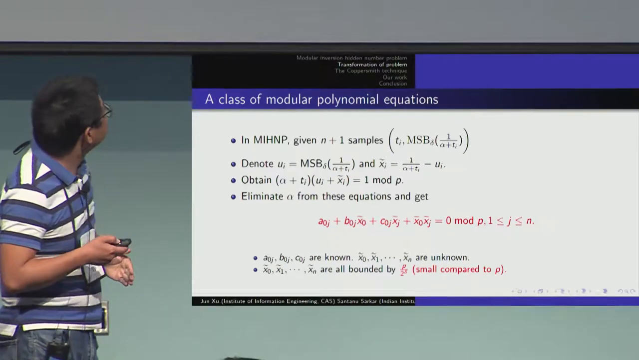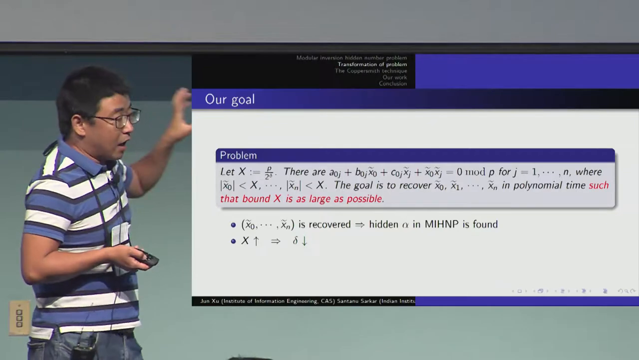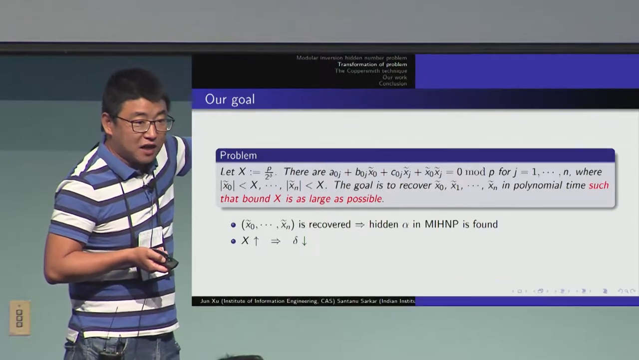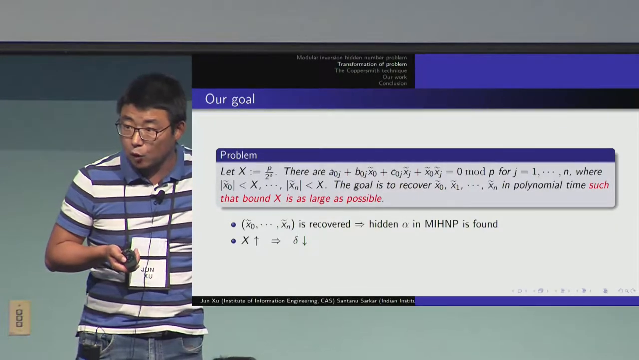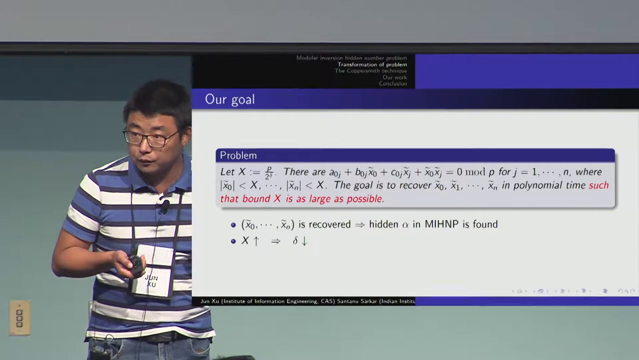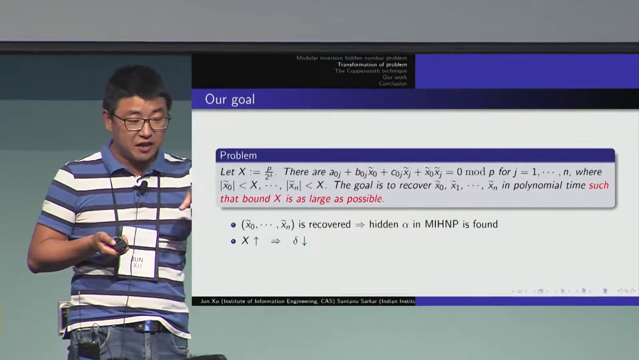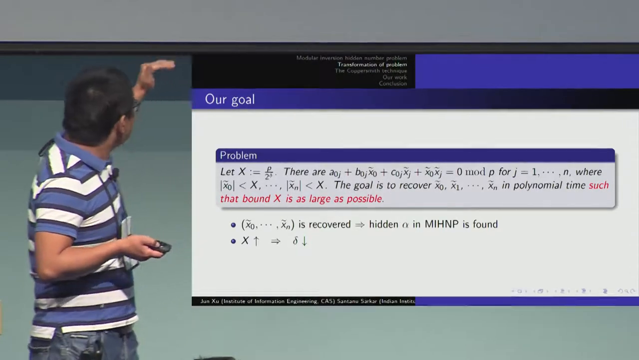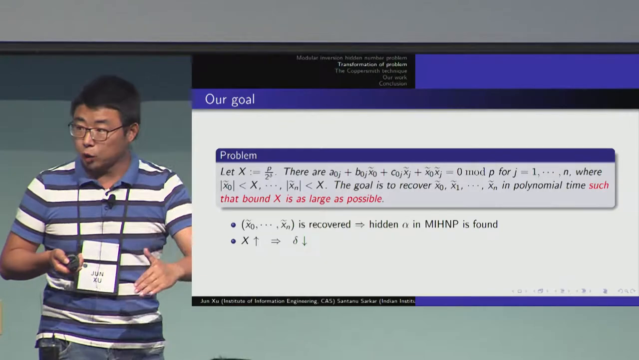So this problem could be written like this. Our new goal is to recover X0, X1 until Xn in polynomial time such that the bound X is as large as possible. What is bound X? X is equal to P over 2 to delta. And if the desired root is recovered, we can recover the hidden alpha. So we can solve MIHNP. Moreover, X bigger implies delta is smaller. So we want X to be bigger and bigger.